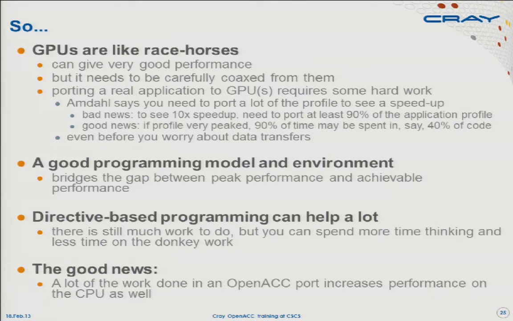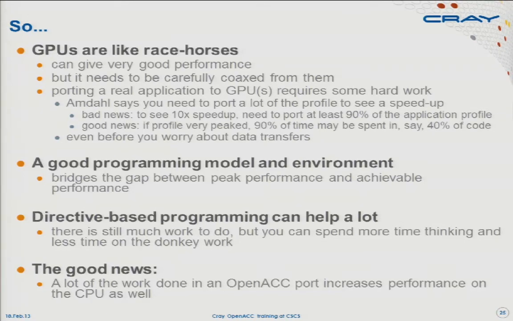Amdahl's law says you need to port a lot of the profile to see a speed up. If you port one routine to the GPU, everything will be slower because of the data transfers, if nothing else. But if you ported 90% of your application to the GPU and the GPU was infinitely fast, you would get a 10 times speed up on your code. If you want a 20 times speed up, you're going to have to port 95% of the application profile. 95% of the runtime should be on the GPU. And that's if the GPU is infinitely fast and data transfers take no time.